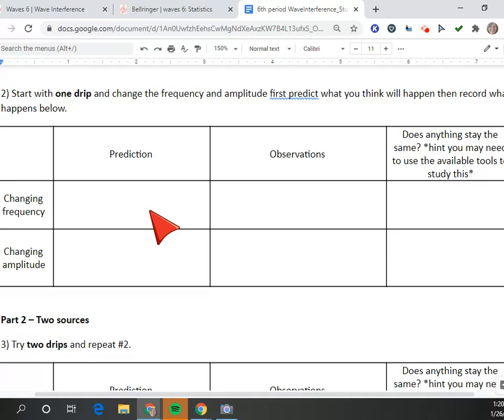Okay. So we kind of already started looking at number 2, but start with 1 drip and change the frequency and amplitude. First, predict what you think will happen, and then record what happens below. So what do you think will happen for changing frequency? What do you think will happen for changing amplitude? Type something in the box. All right, and then let's go play with this.